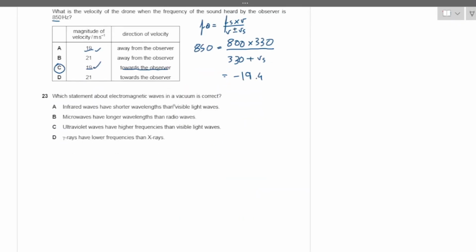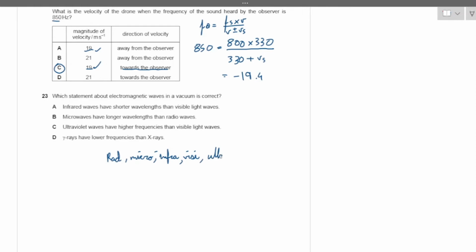Question 23. Which statement about electromagnetic waves in a vacuum is correct? So the best thing you can do for this is first of all, note down all of the waves together. Because there is usually a chance of messing up in these questions. Why? Because of misconception between which wave comes first and which wave comes after in the order. So it's best if you list down the order first. It's very important. That would overall decrease your chances of making a mistake.